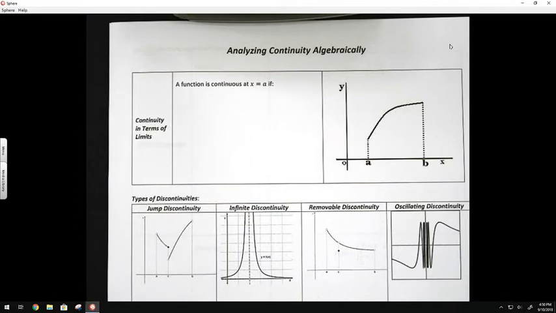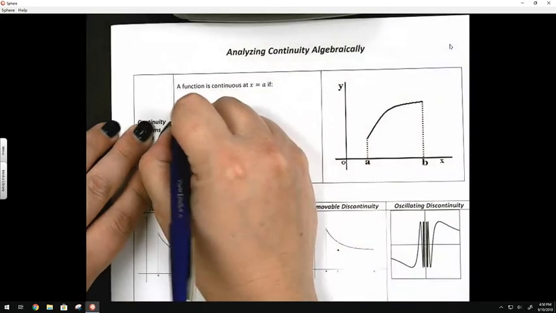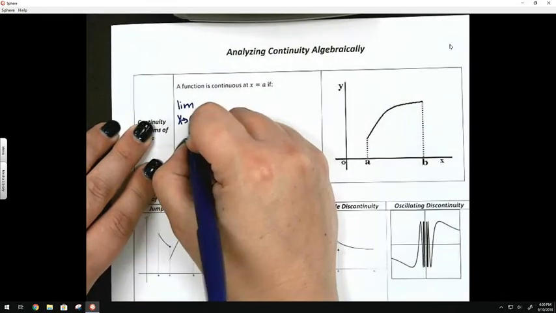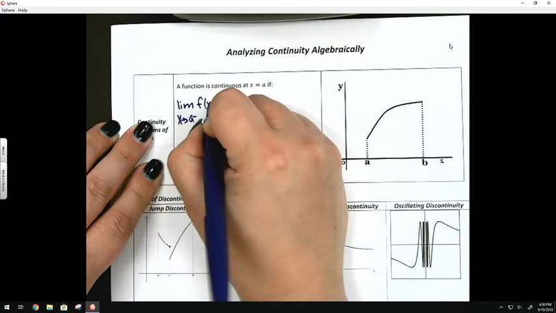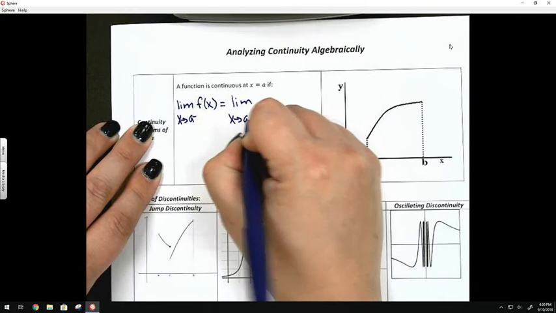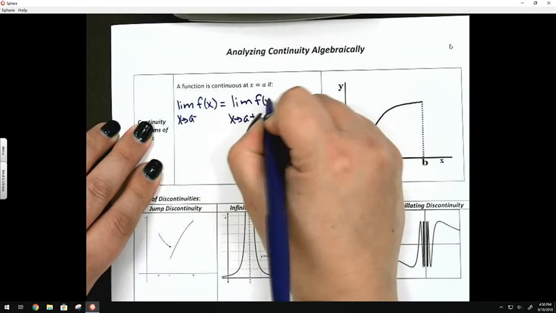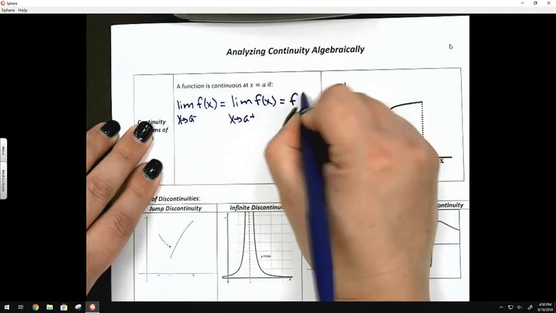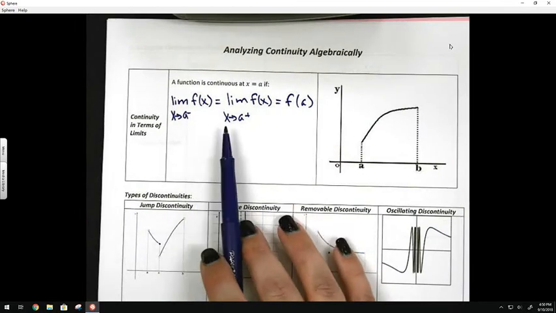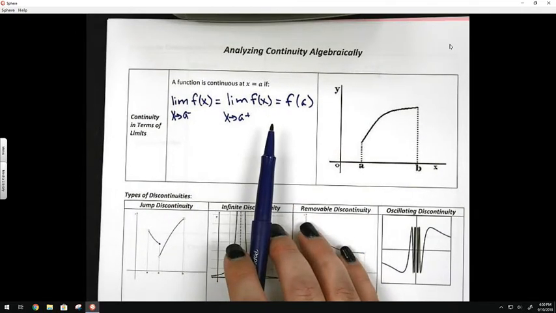So a function is continuous at x equals a if the limit from the left equals the limit from the right, which equals the function value at a. So we already kind of even talked about this. The left limit has to equal the right limit, which has to equal the function value.